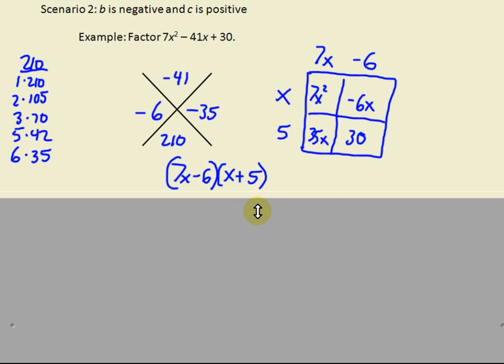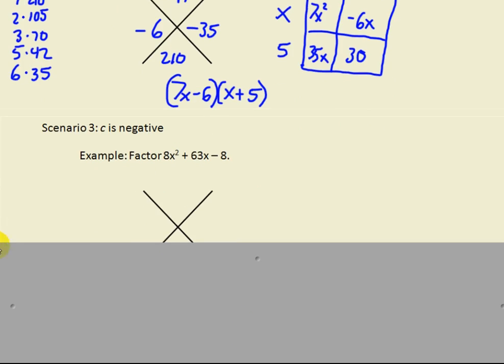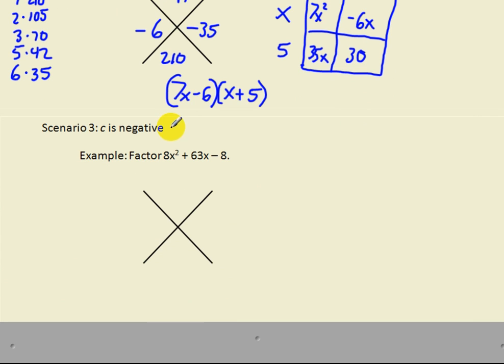Okay, number 3. Here we have c is negative. When we take a times c, so 8 times negative 8, we get a negative 64. It means we're going to have opposite signs. B is 63. So two numbers that multiply to 64 that have a difference of 63, and we got it first try. 1 and 64. And then the larger number, 64, has to have the same sign as b. That means the 1 becomes a negative 1. So negative 1 times 64, negative 64, add them to get 63.